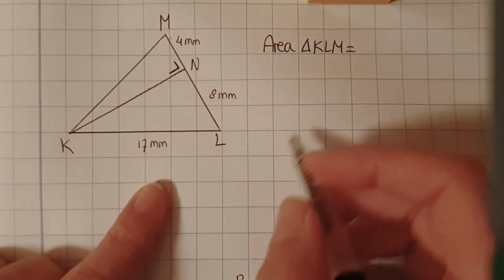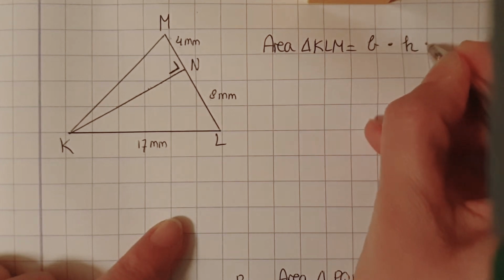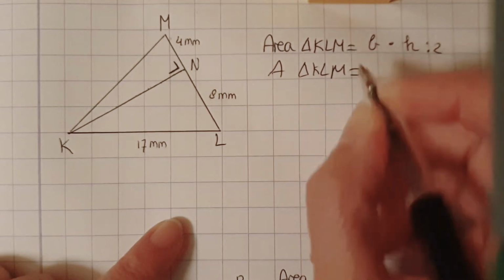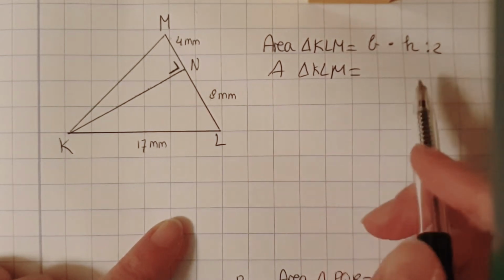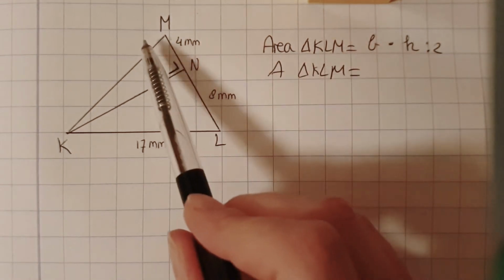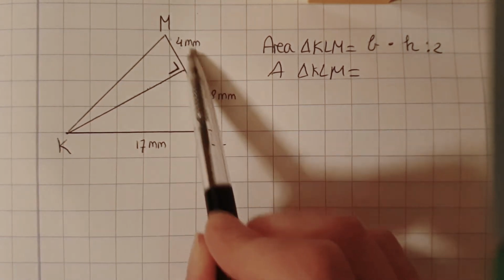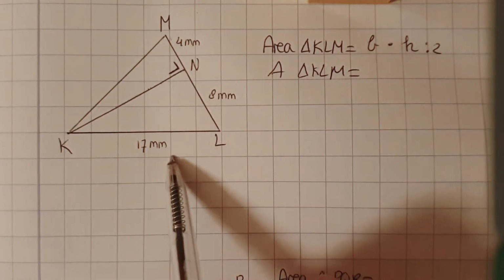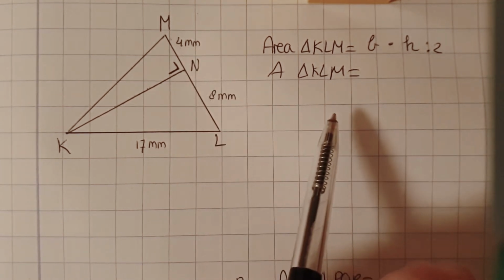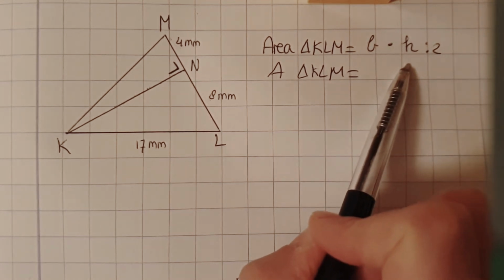Triangle KLM. Of course, you first write down the formula, base times height divided by 2. Let me just write it down one more time. Then I can do my calculation right here. I'm going to start looking at the base. The base is always the outside of a triangle. I don't know what this is. I do know what this is, and I also know what this is. So either I'm going to use this as a base or this as a base. It depends on what else I know from this triangle. So I need, of course, the corresponding height.